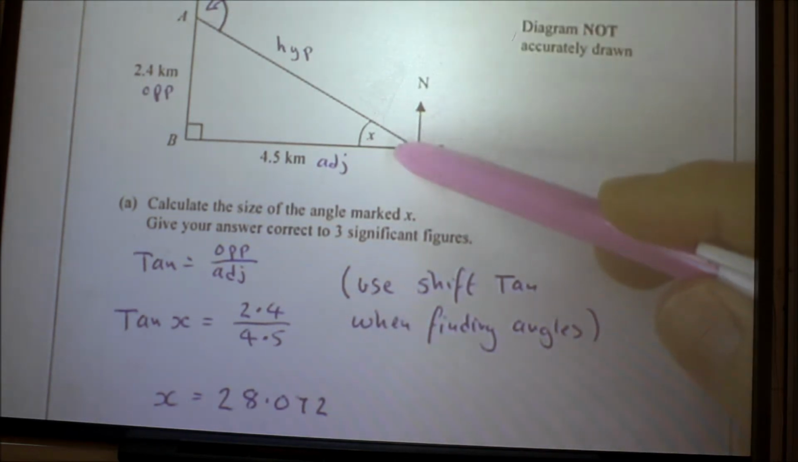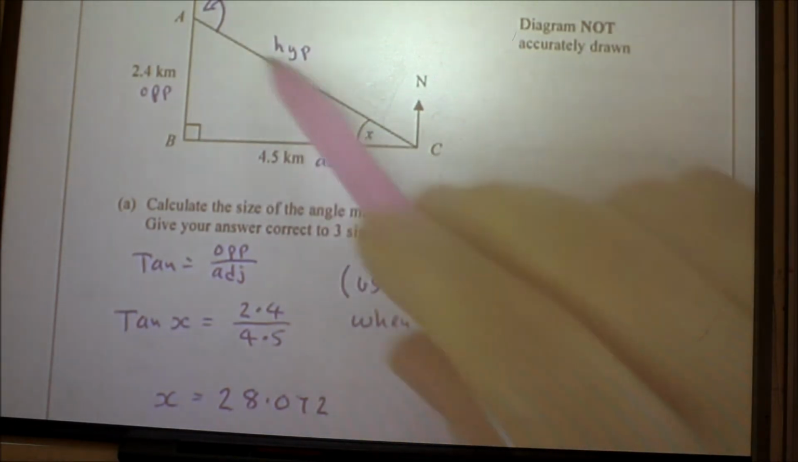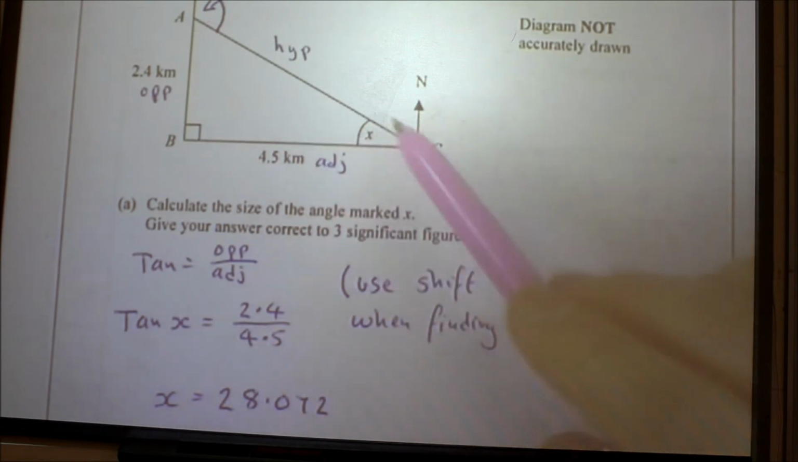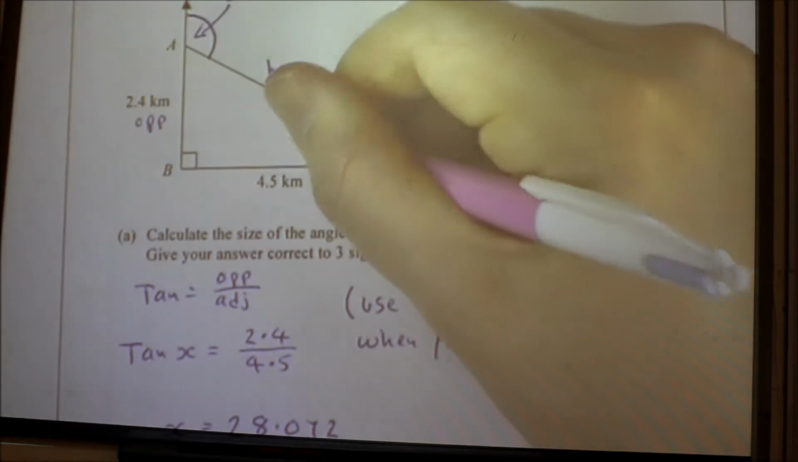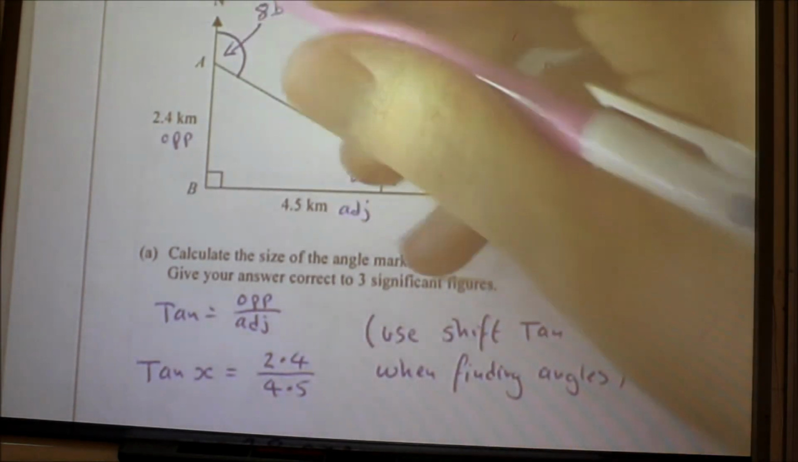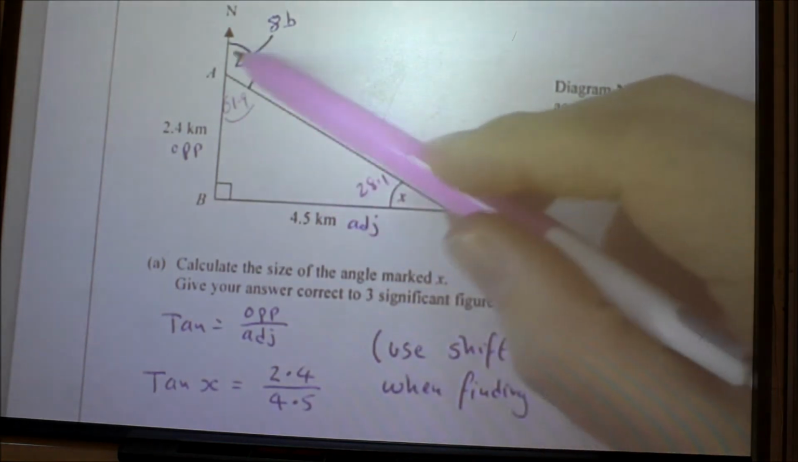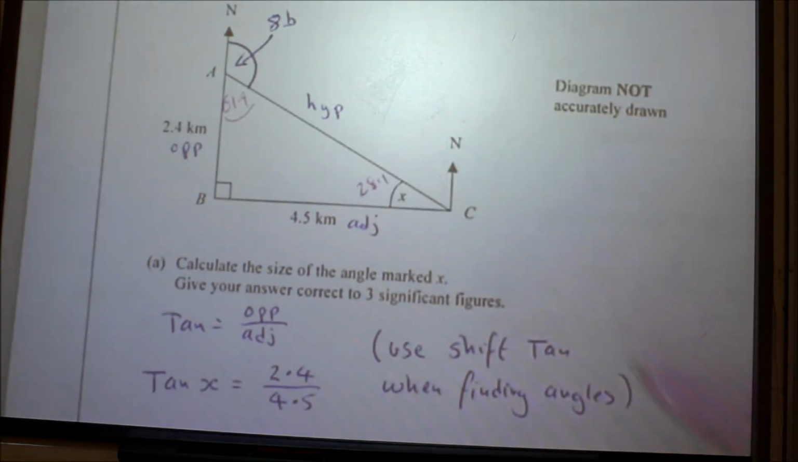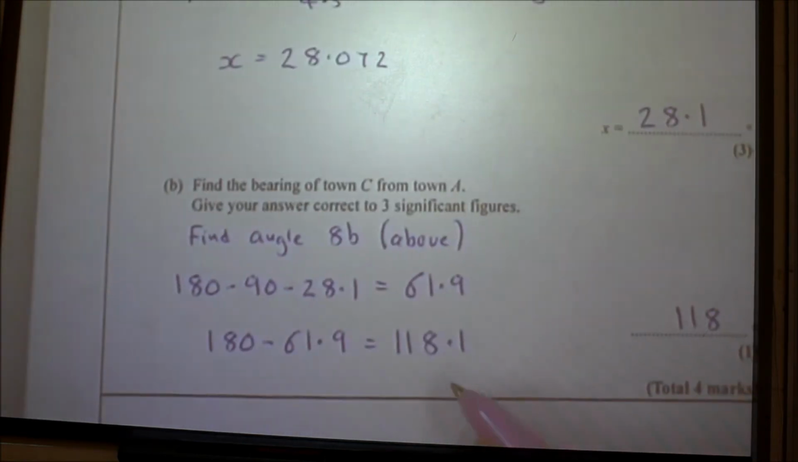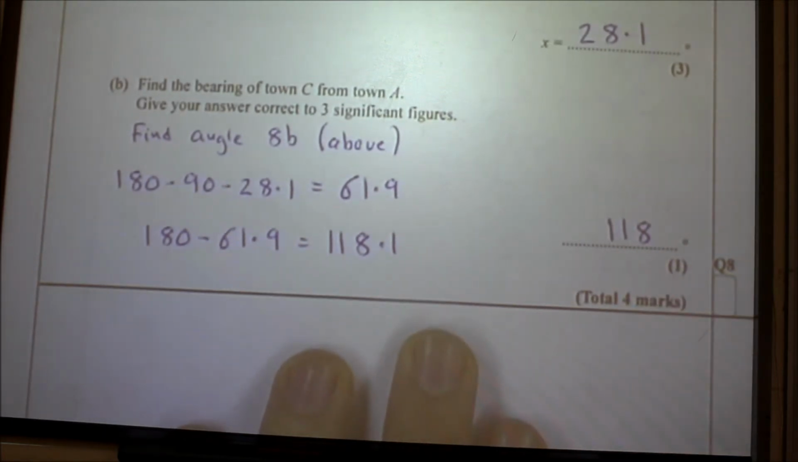Well, we know that in a triangle there is 180 degrees, and we just worked out angle X in the previous question, which is 28.1. We can work out what that angle is there, and that is 61.9. And we know that in a straight line there is 180 degrees, so it's 180 take away 61.9, which is 118.1. But to 3 significant figures, it is 118.